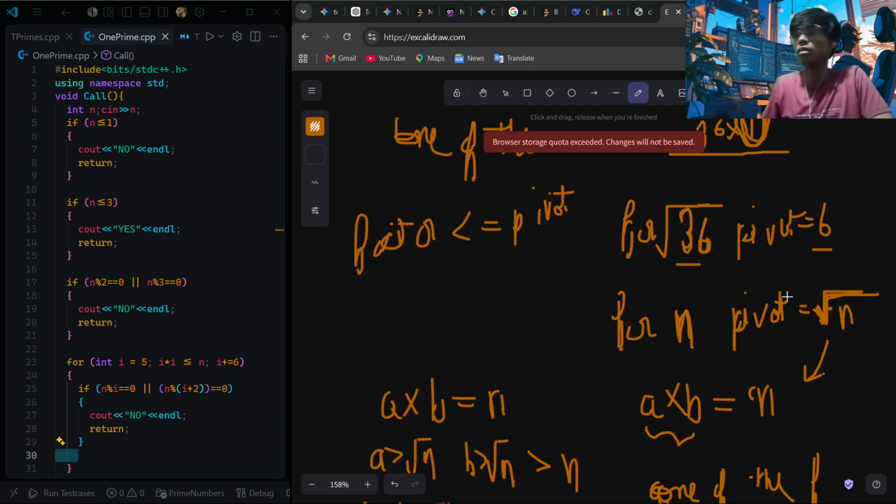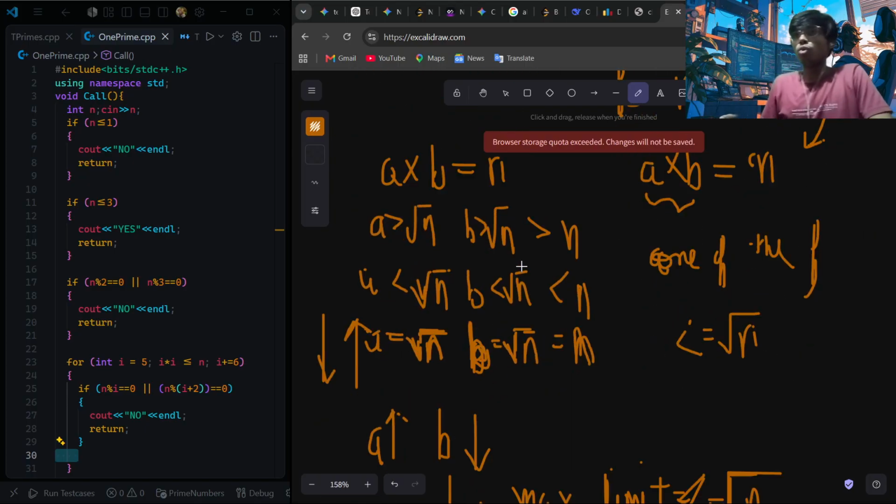One thing I understand is that if a number is given and that number is a composite number, it can be formed by multiplying two numbers, and those two numbers are the factors. I also understand that one of the factors is always less than or equal to the pivot point. What is that pivot point? The pivot point is under root n.